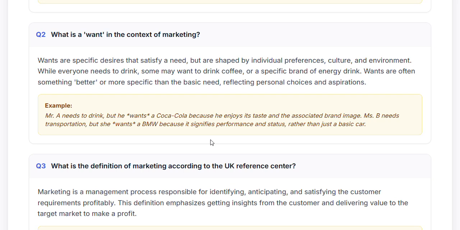For example, Mr. A needs a drink, but he wants a Coca-Cola because he enjoys its taste and associates with its brand image. Miss B needs transportation, but she wants a BMW because it signifies performance and status rather than just a basic car.